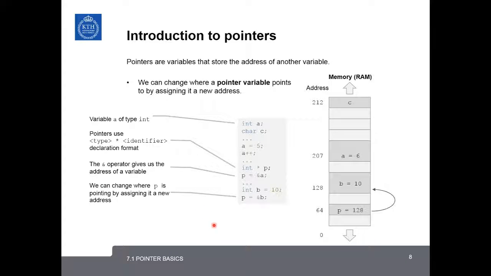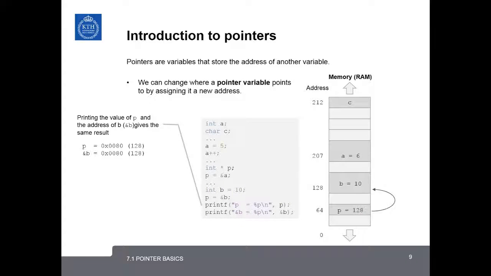Now, if we were to declare another integer variable, the integer b, and assign it the value of 10, this might get created at address 128. And we could also change p so that it points at b by saying p is equal to the address of b, ampersand b. And in this case, the pointer will change from being 207 to 128.